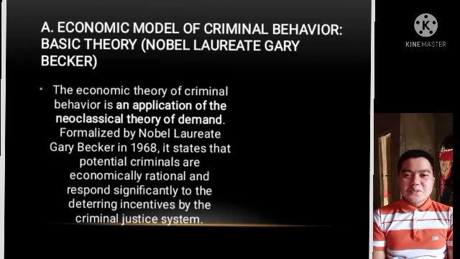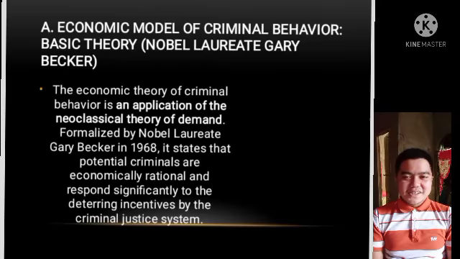Potential criminals are economically rational and respond significantly to deterring incentives from the criminal justice system. For example, poor educational achievement may be strongly linked to the occurrence of crime. However, it's possible that it is a major factor in unemployment.